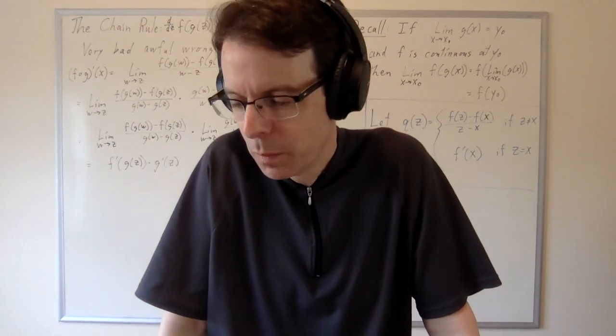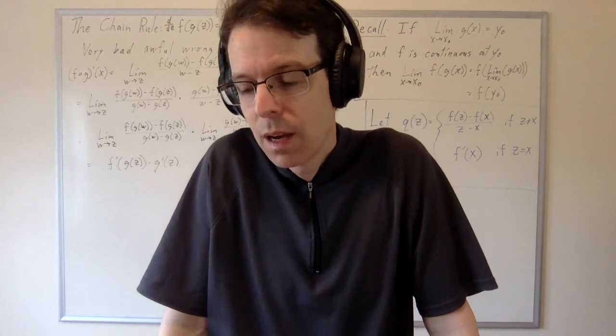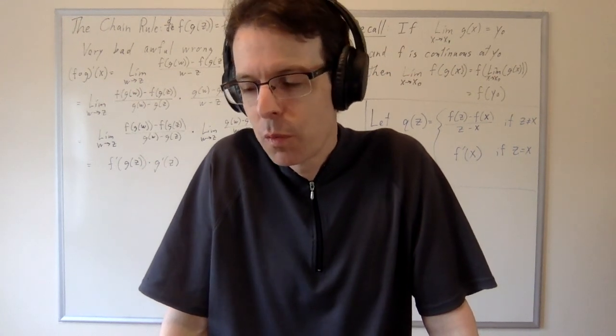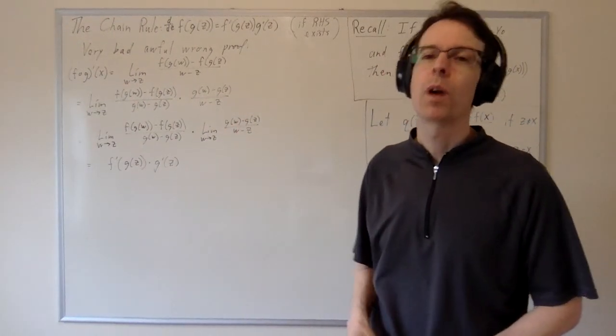Let's prove the chain rule. The chain rule is easy to prove. It's only a little bit harder to prove correctly. There's such a tempting wrong proof that I want to start with that. So I've prepped the board here with an incorrect proof of the chain rule.